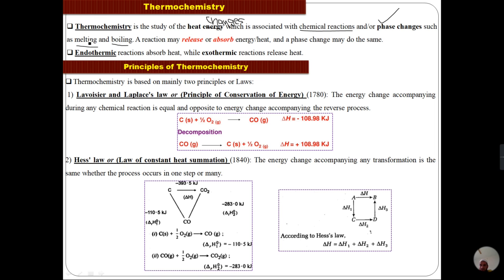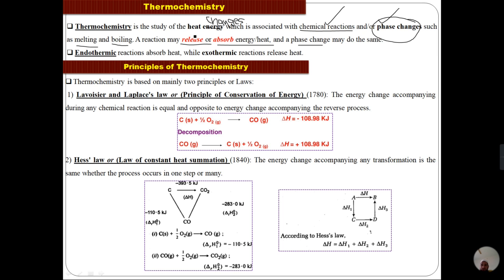Now the phase changes which are accompanied by energy or heat changes are also included in thermochemistry. So thermochemistry includes heat changes which are associated with chemical reactions, number one, and also the heat changes associated with phase transformation. During any phase change, the absorption or evolution of heat is also included in thermochemistry. So whatever reaction happens, it is accompanied by release or absorption of energy. Okay? Same is the case with the phases.